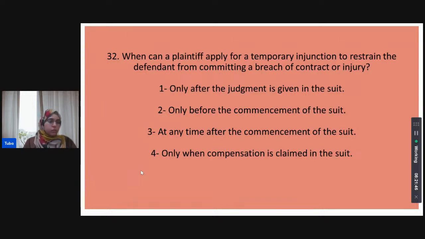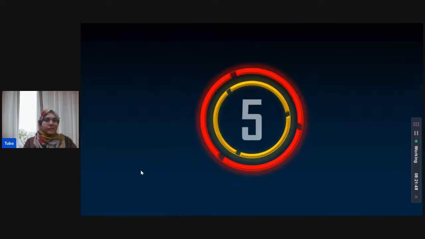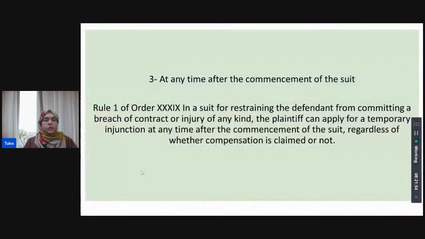All right, so most students think it's 4. Chetan thinks at any time after the commencement of the suit. Let's see. The correct answer is 3. Yes, Chetan, Aditya, Ayushi, Shakti, all right. Rule 1 of Order 39 does provide for it.